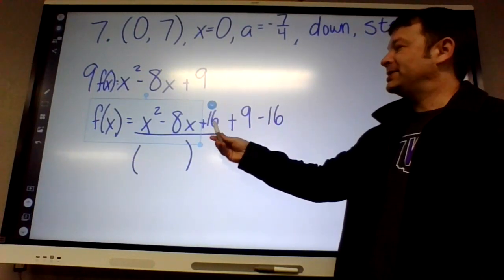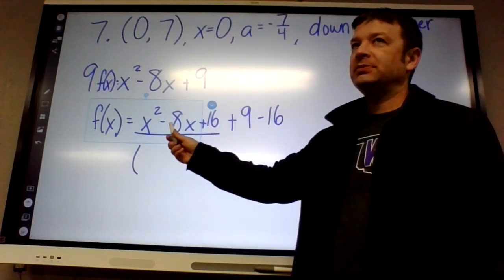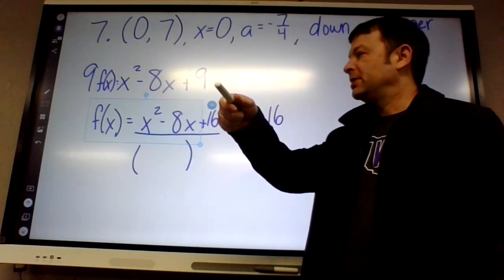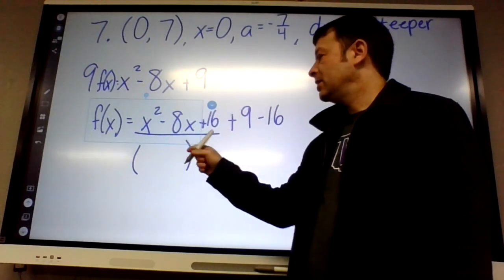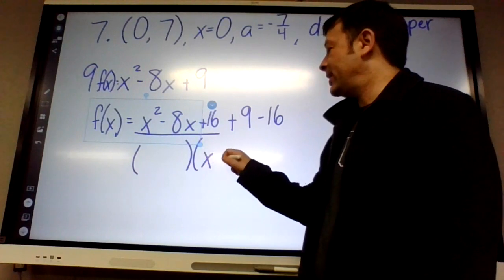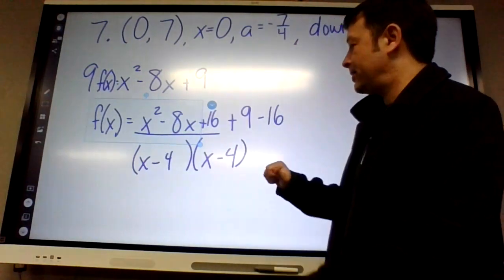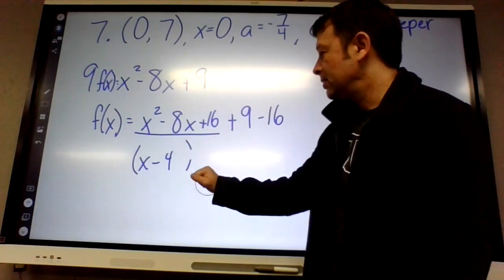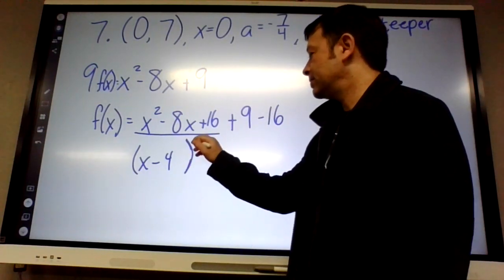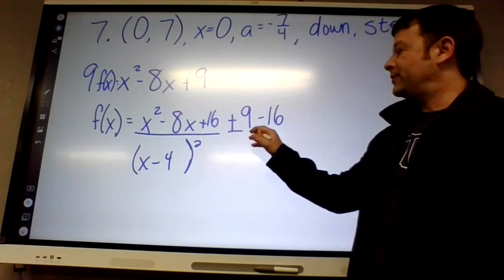What multiplies into 16 that adds up to -8? -4. So it's -4, but instead of writing -4 like that, guess what I'm going to write? (x - 4) squared. And then over here is my leftover.